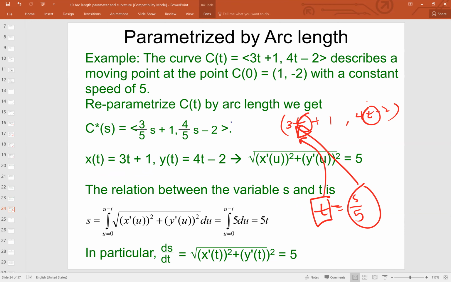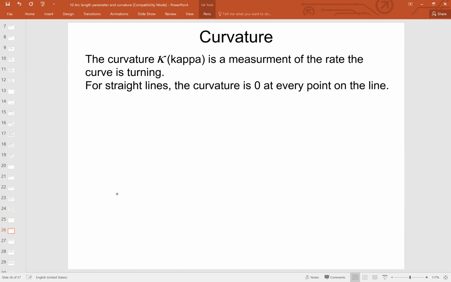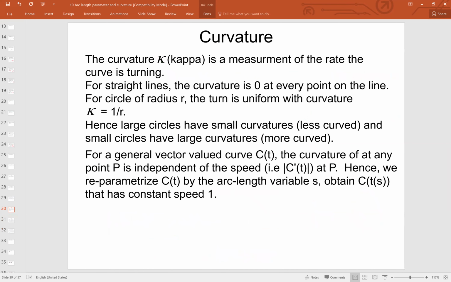So this is the simplest example we can demonstrate that you could do this. In general, of course not. Generally, it's impossible to solve this equation backward. You can't even integrate these things, let alone solve this backward. But theoretically, of course you can do it. So we're going to assume that. So we have this curve that's parameterized by arc length. And why do we do that?